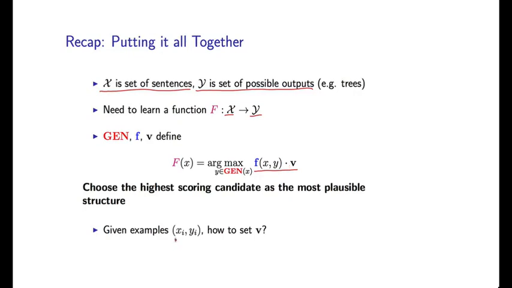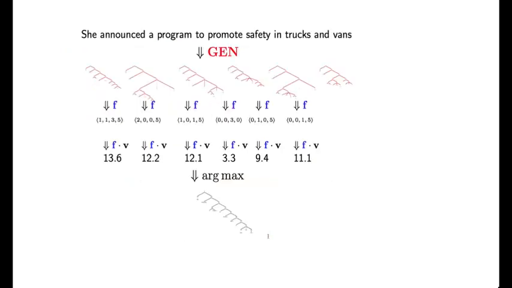A critical question, of course, is given a set of training examples of input-output pairs, how do we actually set these parameters v? And we saw the perceptron algorithm for that. I'll give a recap of that algorithm in a second. But first, let's just look at this schematically again.